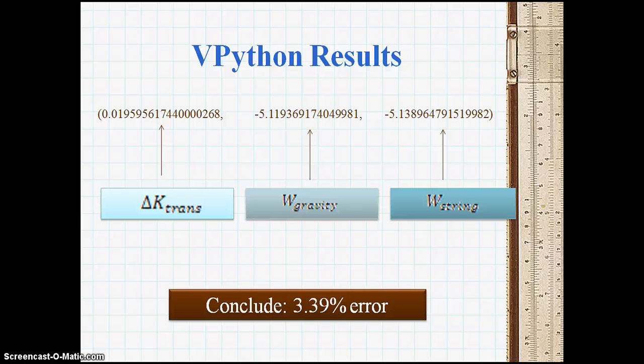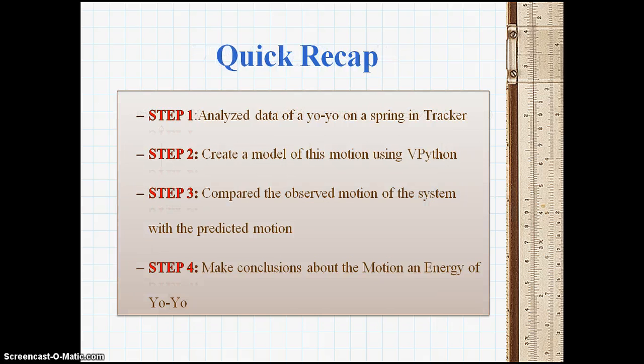To further this experiment in the future, I could try to calculate the rotational motion of the yo-yo by using the real system instead of a point particle system. I could also observe the yo-yo's full motion, which would involve coding for the change in direction that the yo-yo experiences. Here's a quick recap.